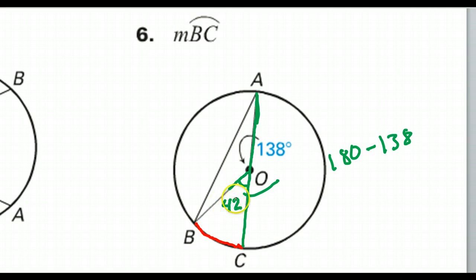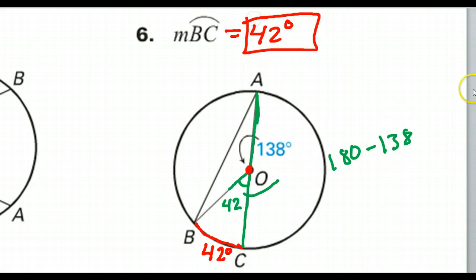Well, if this is 42 degrees, seeing as how this is a central angle, then arc BC should also be 42 degrees. So that's how you do number 6. All right, let's take a look at number 8.